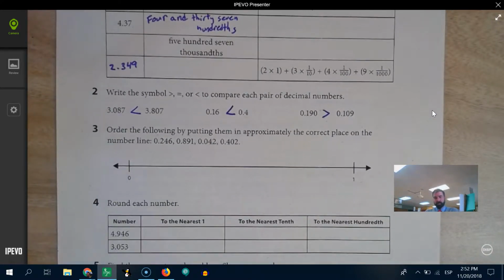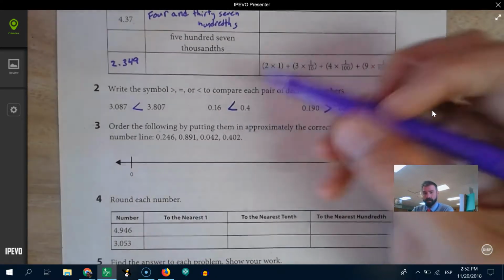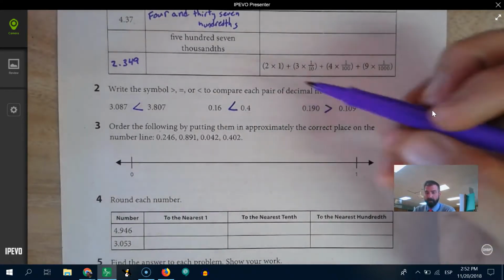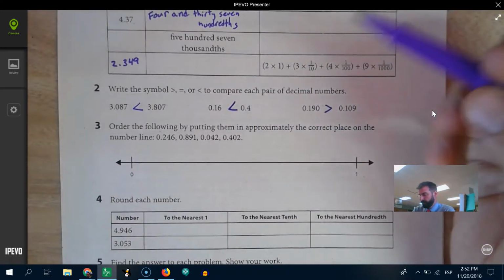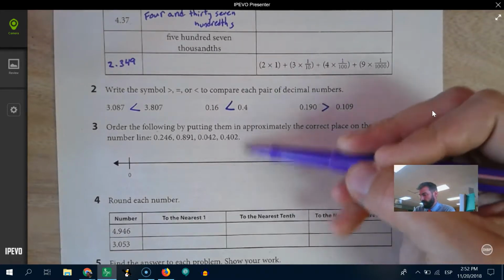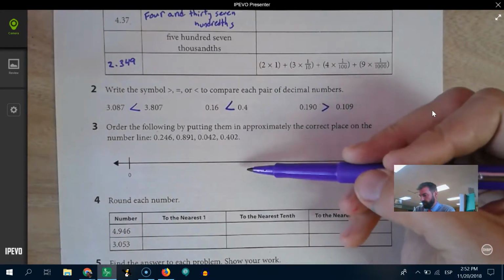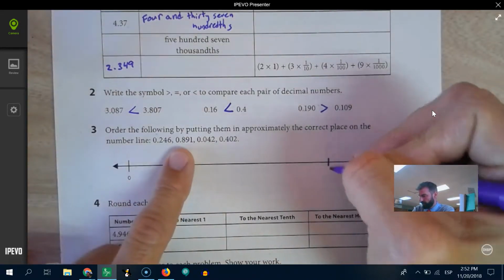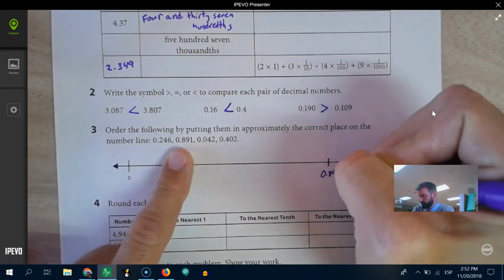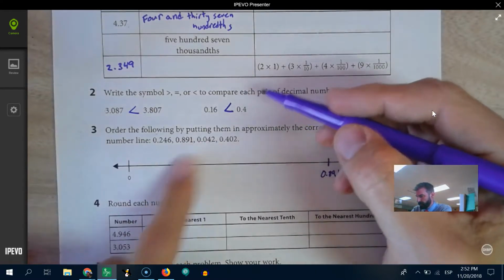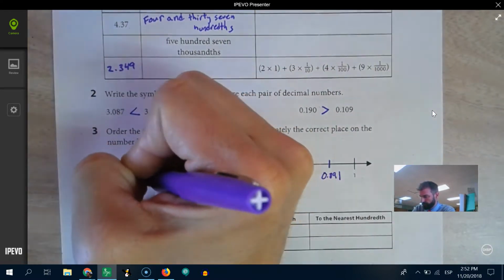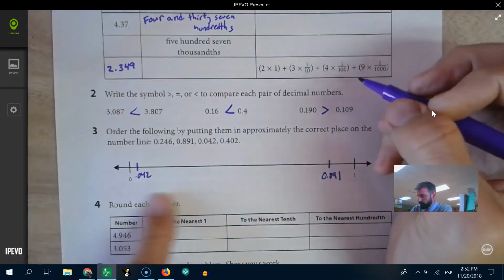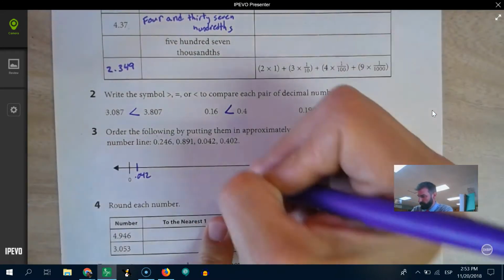Next thing that we're going to want them to learn is where stuff goes on the number lines. This is number sense. This is your ability to think and reason with numbers. Very important skill. What I always like to do is look at half, and I know that's 0.5. So here I like to go in order. So 0.891 is probably about here. Ooh, this one's teeny tiny, 0.042. We got 0.4, which is almost half.